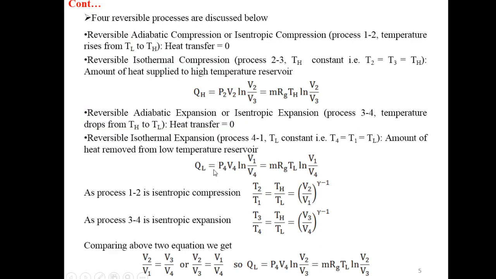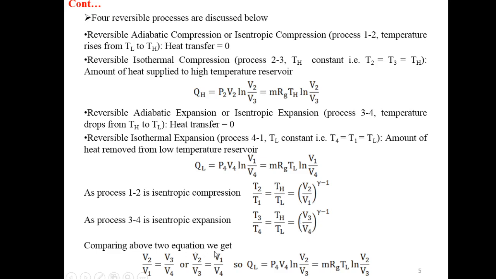For process 4-1, because it is an isothermal expansion process, we will say QL will be equal to P4 V4 natural log V1 upon V4, equal to m Rg TL natural log V1 upon V4. As process 1-2 is isentropic compression, we can use the relation between temperature and volume as T2 upon T1 is equal to TH upon TL is equal to V2 upon V1 whole raised to power gamma minus 1. As process 3-4 is isentropic expansion, we will get T3 upon T4 is equal to TH upon TL is equal to V3 upon V4 whole raised to power gamma minus 1.